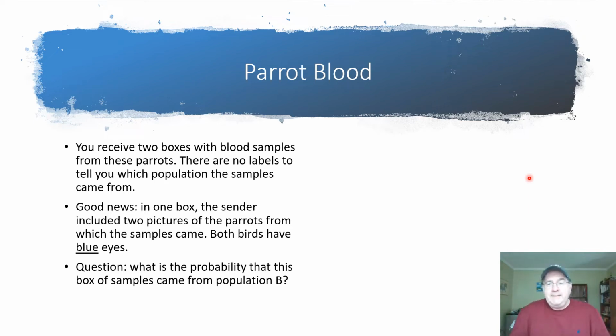So since your analysis is going to depend upon knowing which population it came from, we can ask the question: what's the probability that this box of samples came from parrots that belong to population B? That's our question. We know two individuals of those both have blue eyes.